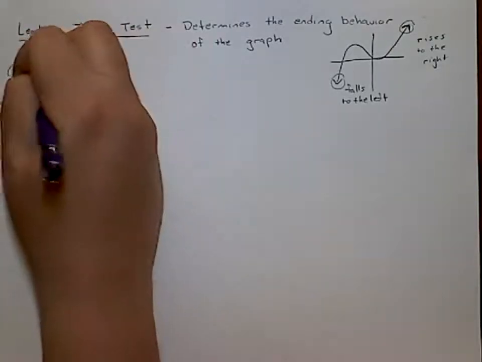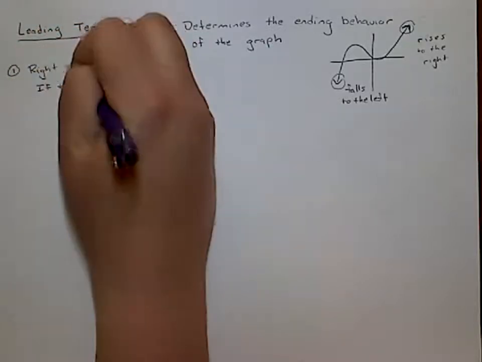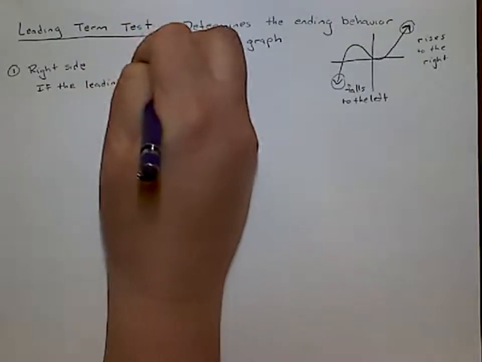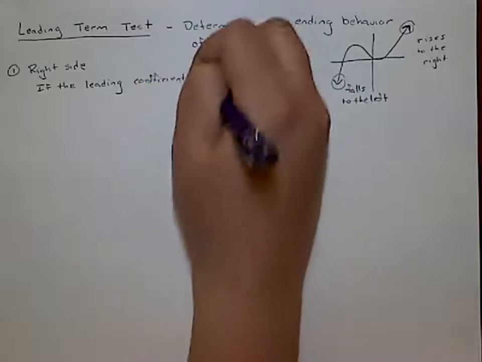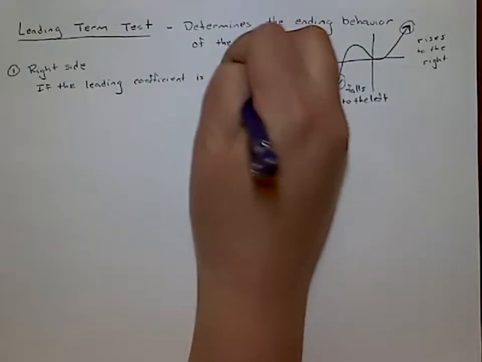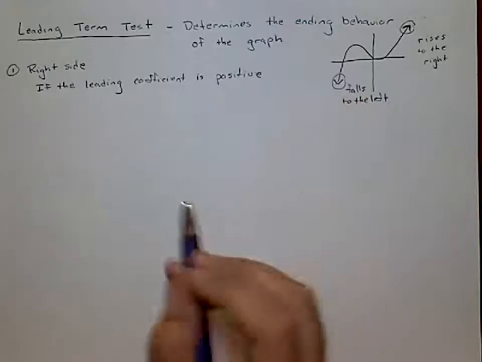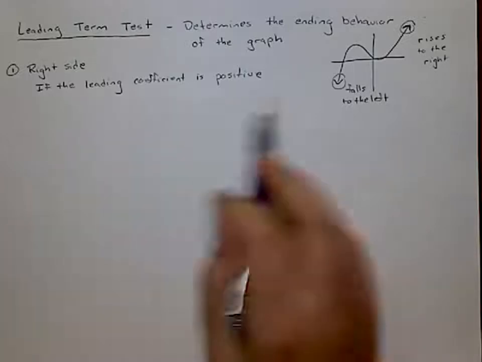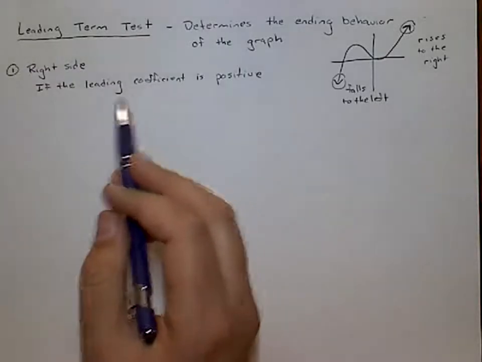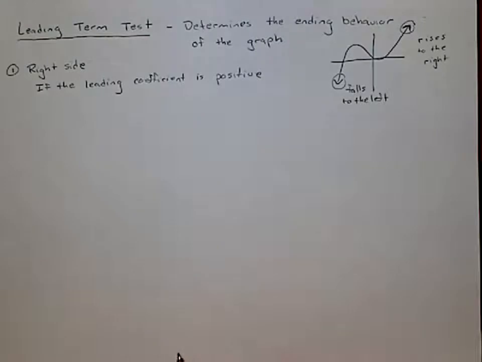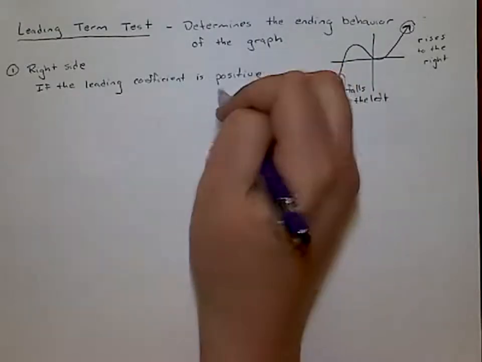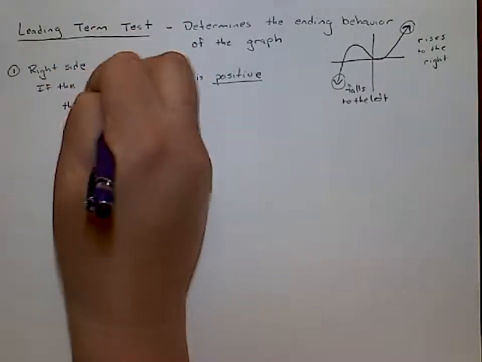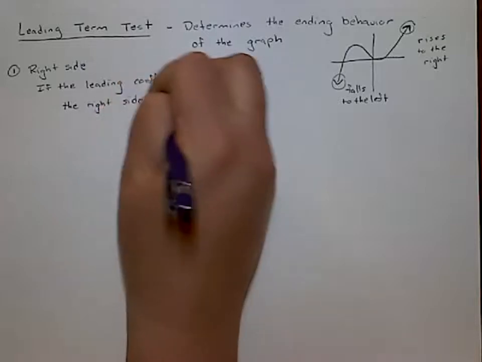So the right side, if the leading coefficient is positive. Now, the leading coefficient, that is the coefficient on that highest degree term. When it's in standard form, so descending order of exponent, that leading coefficient is the number in front of that highest degree variable. All right, so if the leading coefficient is positive, the right side rises.